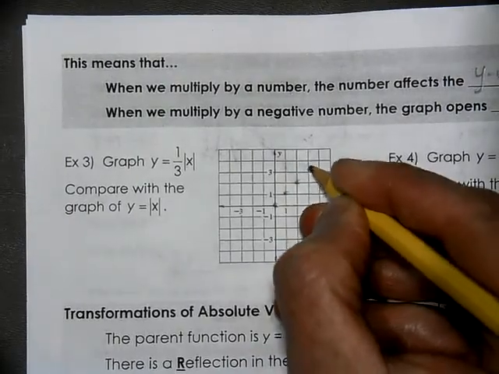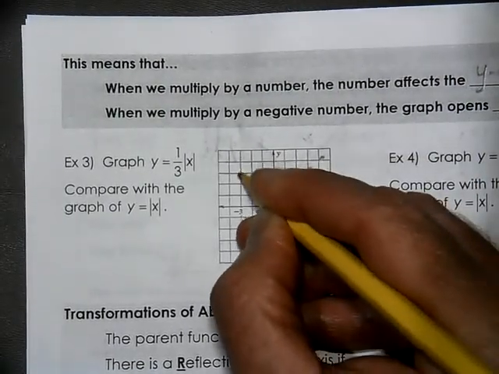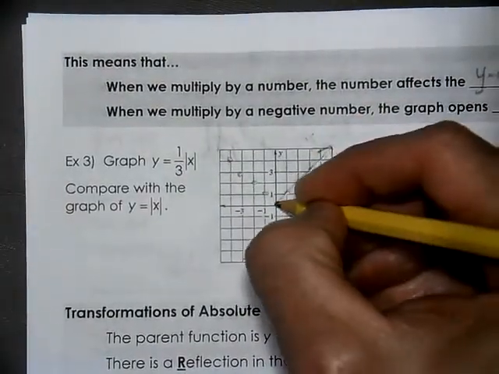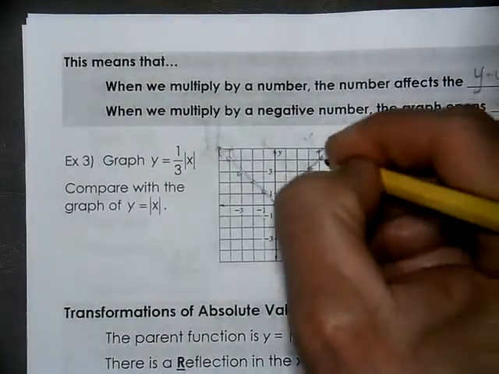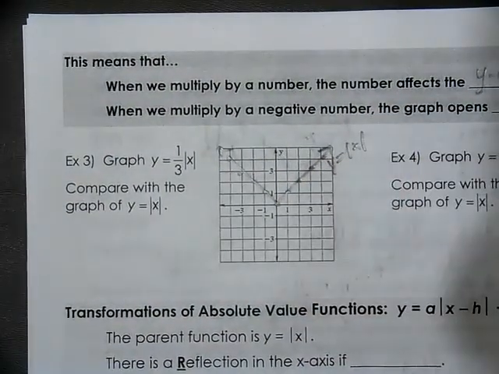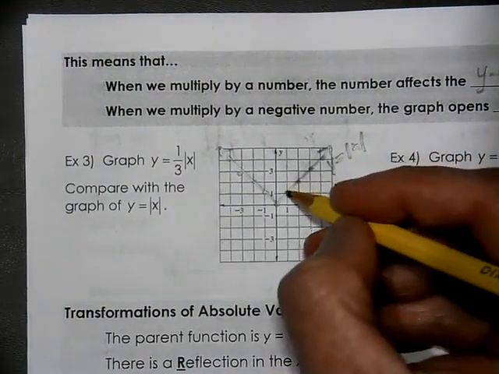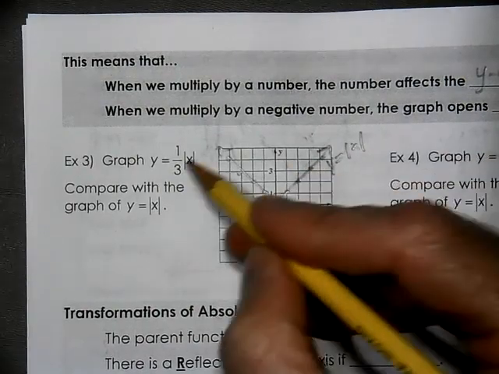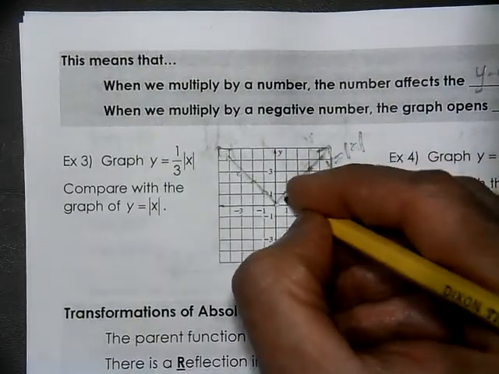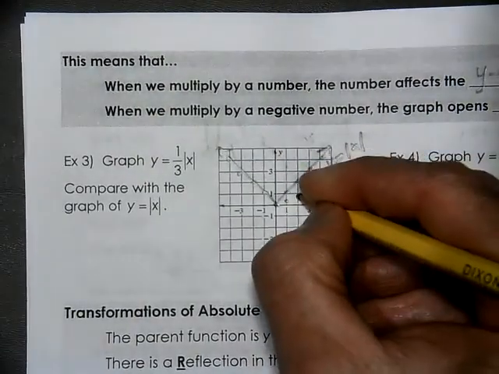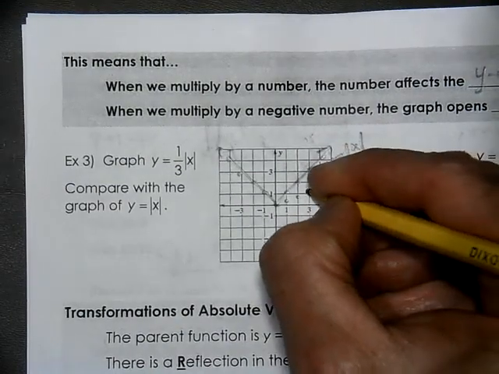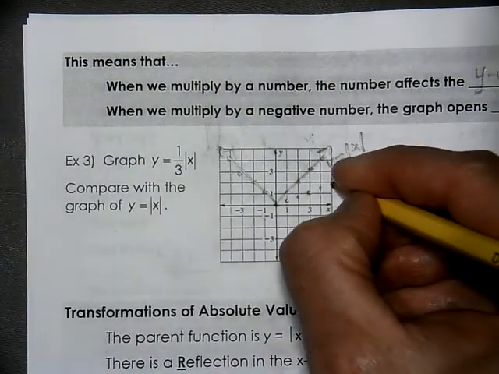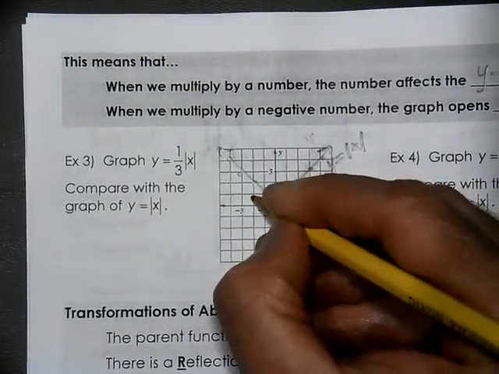So I'm going to start out with the parent function. We're still trying to use the RST way to graph these. So this is y equals absolute value of x. And you multiply the y value by your a value, by 1/3. So 1 times 1/3, 2 times 1/3, and 3 times 1/3. You could do 4 times 1/3, you could do 5 times 1/3. And the same idea over here.